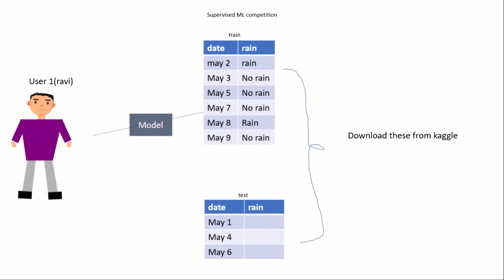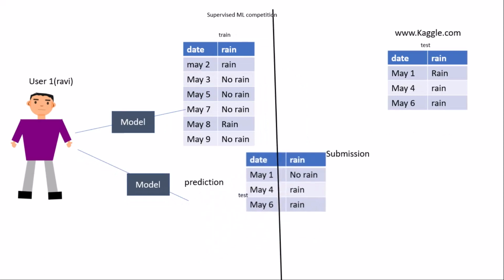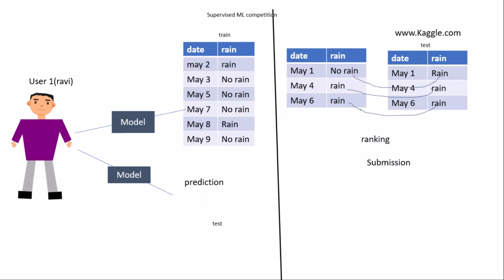So this is the process you do. First you download the dataset and you make the model, then you do the prediction on the test dataset, and after that you submit it to Kaggle for checking. Then after that it compares the dataset and you get a ranking and see how accurate your model is. Now let's go to the Kaggle website.